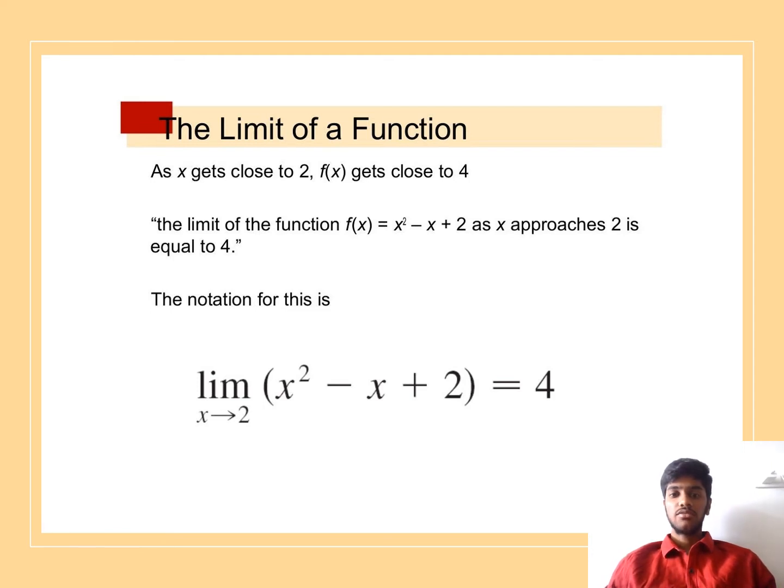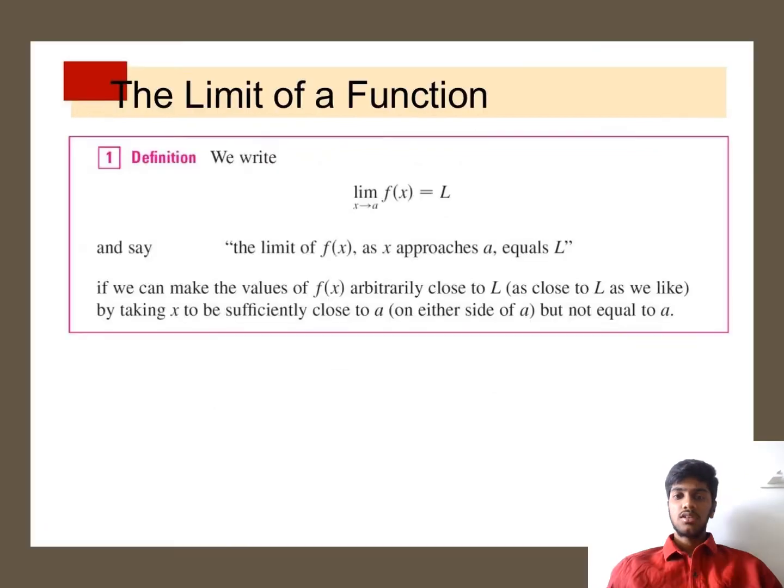The limit of the function f(x) = x² - x + 2 as x approaches 2 is equal to 4. The notation for this is limit as x tends to 2 of (x² - x + 2) equals 4. Definition for limit of a function.